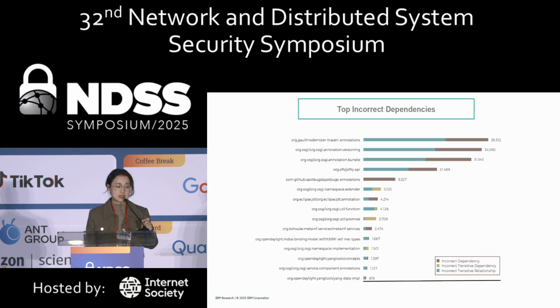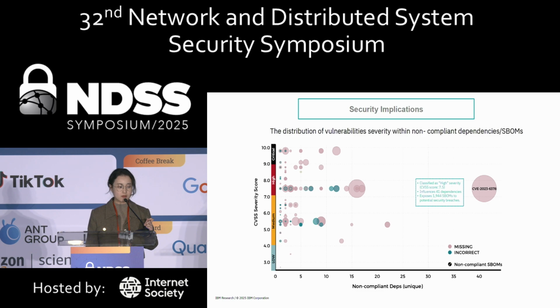This figure lists the top 15 incorrect dependencies, and those dependencies are commonly associated with categories like annotation libraries, logging frameworks, or some utility libraries. We also analyzed the security implications associated with those incorrect or missing dependencies, analyzing their impact on vulnerability management.